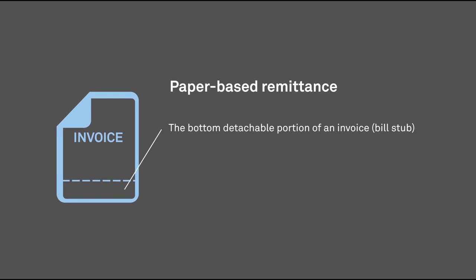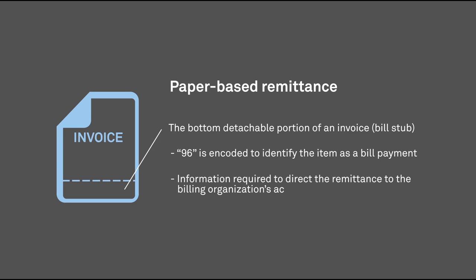A paper-based remittance is the bottom detachable portion of an invoice, frequently called a bill stub, that a biller sends to its customers to request a payment. The number 96 is encoded on the remittance to identify the item as a bill payment during automated processing. Other information required to direct the remittance to the billing organization's account at the biller's FI is also encoded on the remittance in special magnetic ink.